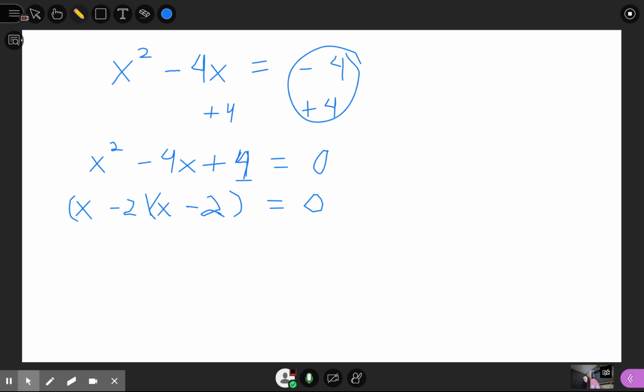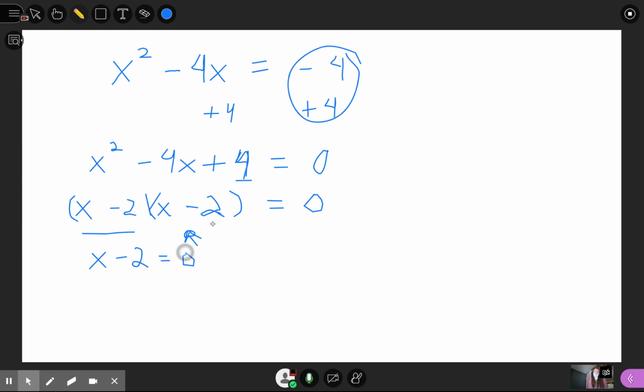Now, the beauty of having this equal to 0 is that anything times 0 equals 0. So if you can get the first factor to be 0, 0 times whatever this happens to be will still be 0. So if you can get the x minus 2 to be 0, you're well on your way. Or the other way around, if you can get the other factor to be equal to 0, then 0 times anything is 0. So really, just set each factor on its own equal to 0.